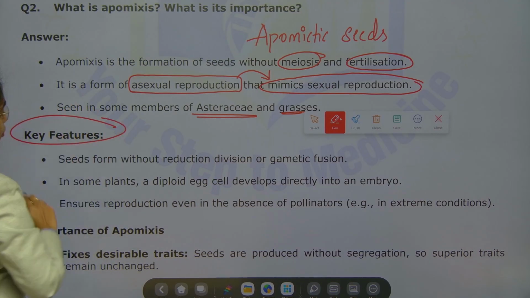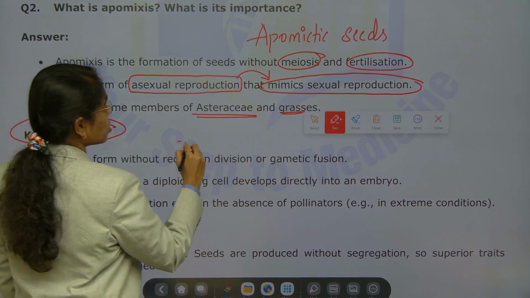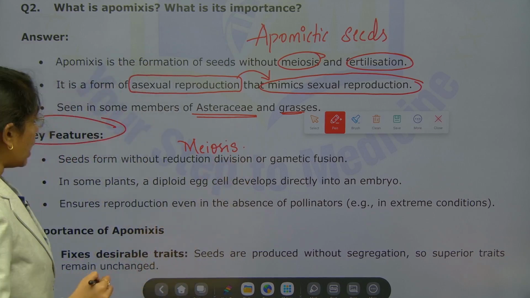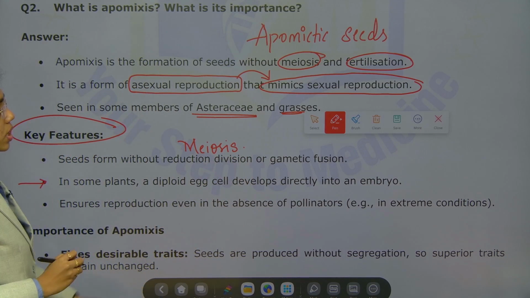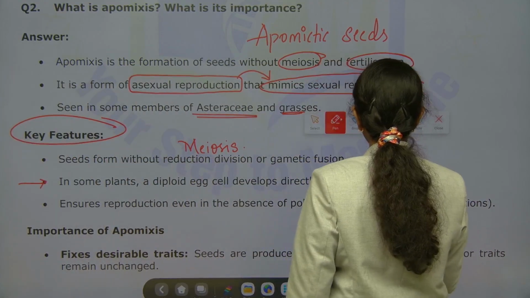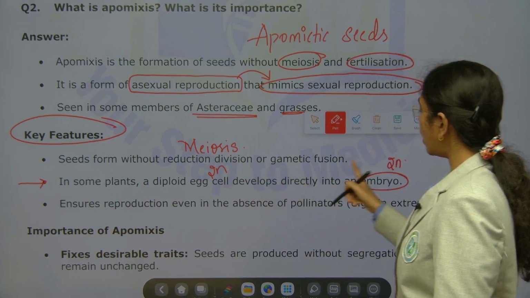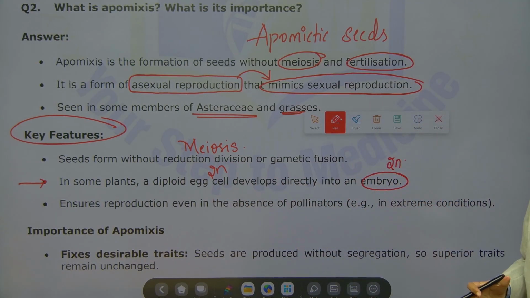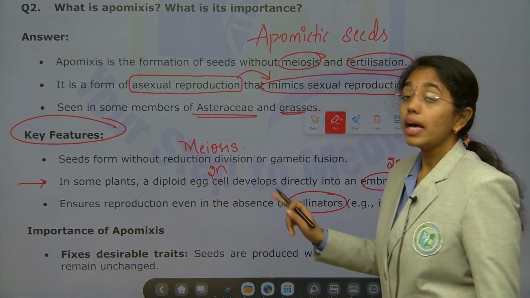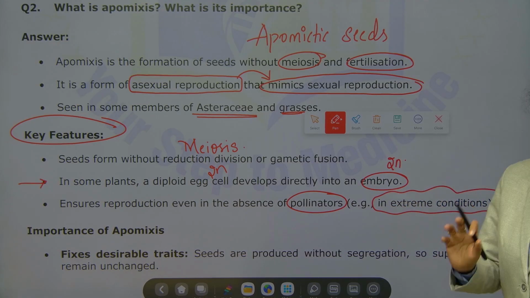If you look into the key features: seeds are formed without reductional division, that is, without meiosis or gametic fusion. In some plants, a diploid egg cell develops directly into a diploid embryo. This will ensure reproduction even in the absence of pollinators. That is one major advantage of apomixis.